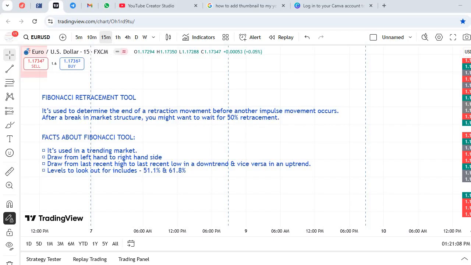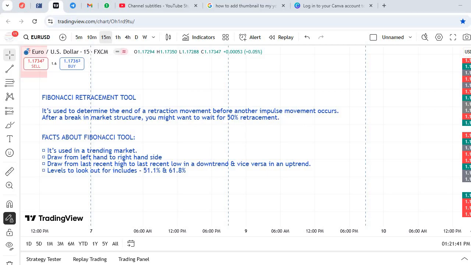I'll be teaching you how to make use of the Fibonacci retracement to cash out from the Forex market. I also want you to know that this Fibonacci retracement tool is a tool that I've been using for years, and it has actually been working for me. So sit back, relax, and pay attention to everything I'm going to be explaining to you.